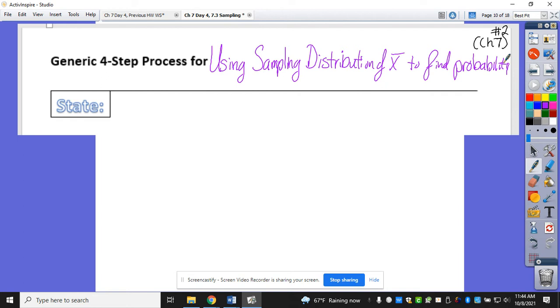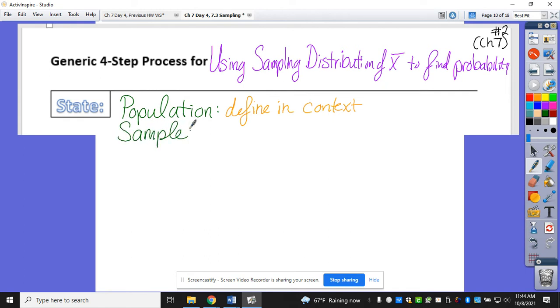All right, so where did we start at state for our last one? Is that going to change at all? No, we still need a population. And once we're at our population, we still have to define it in context. What's the next thing? We're still going to have a sample. We still have to define that in context.